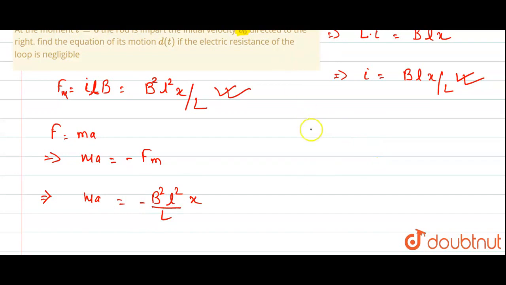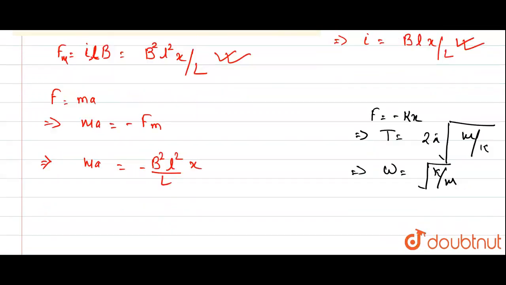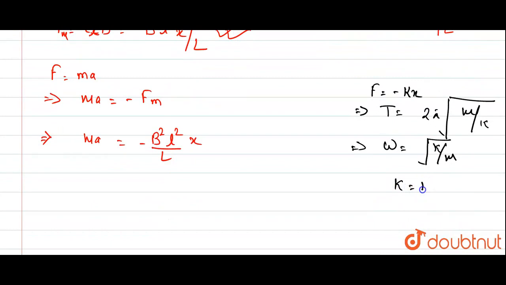This equation is the same as the equation we see in SHM, F is equal to minus kx. When we get such a type of equation, then the time period will be 2 pi root under m by k. I think we all remember this. And when this is the equation of SHM, then omega is equal to 2 pi by T, means root under k by m. And the value of k here is B square l square by L.